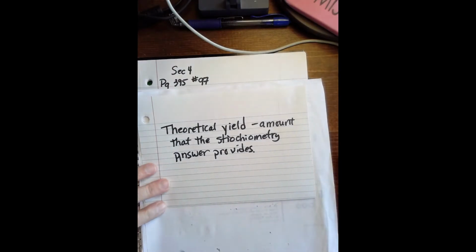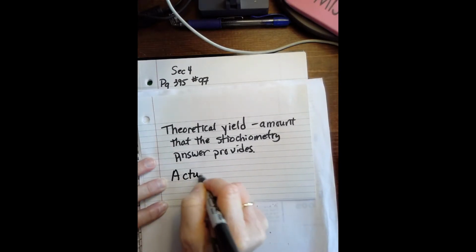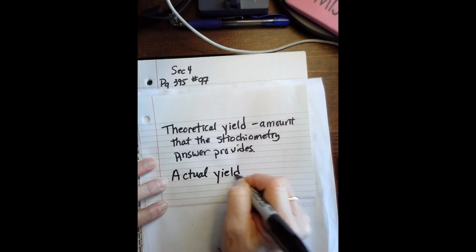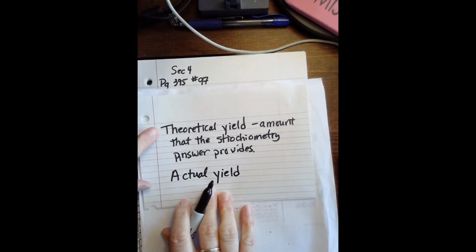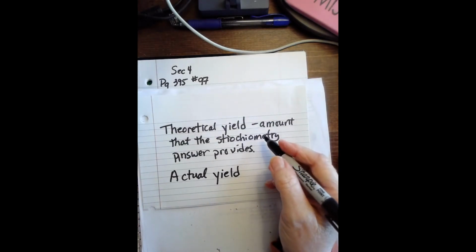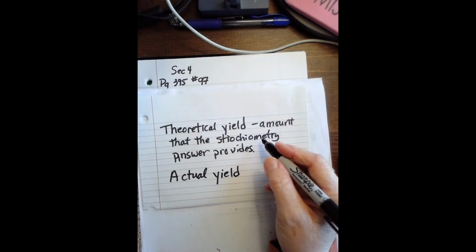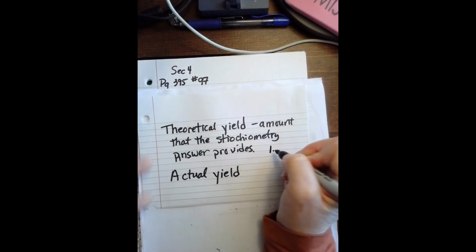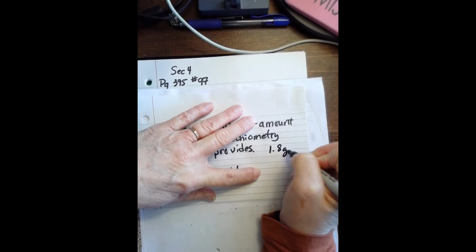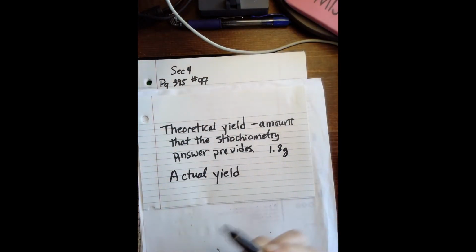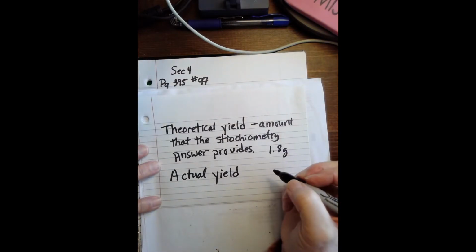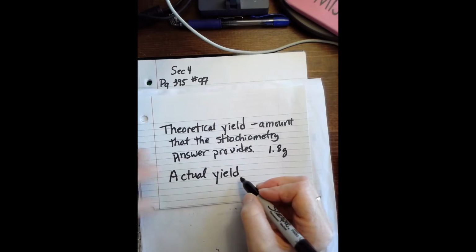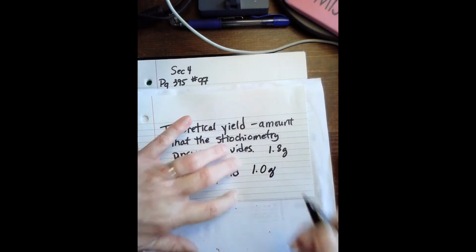And then we have in this section the term actual yield. Actual yield means, hold up, something went wrong. So maybe the stoichiometry tells me that I should be able to produce, let's say, 1.8 grams. And this is a made-up reaction. But the actual yield, when I run the reaction, maybe something went wrong, or the conditions weren't perfect for this to go forward. So in the actual yield, when I measured it, I only got 1.0 grams of the product.